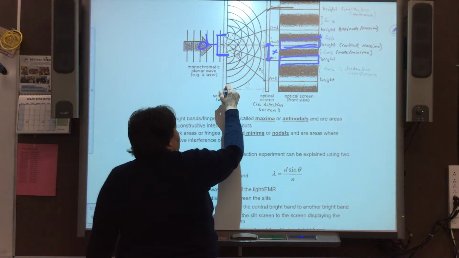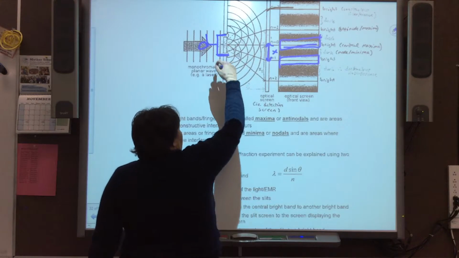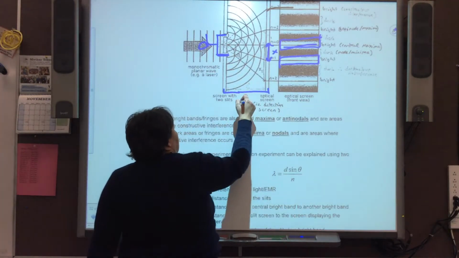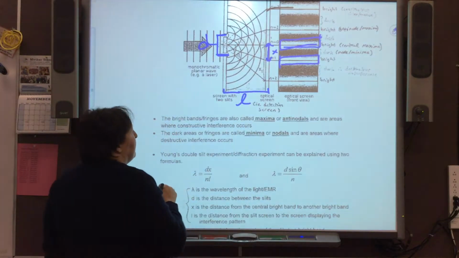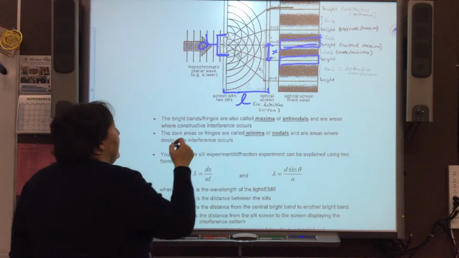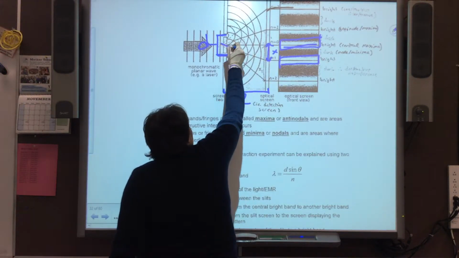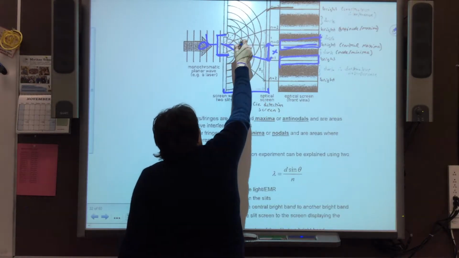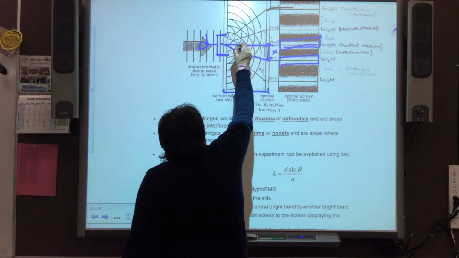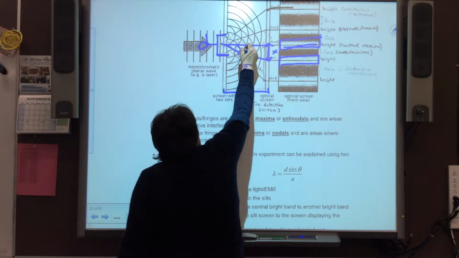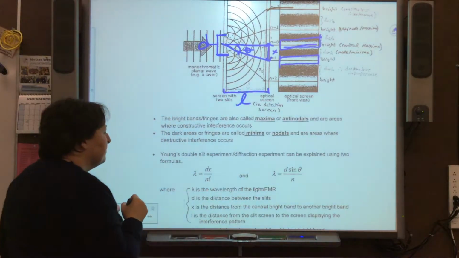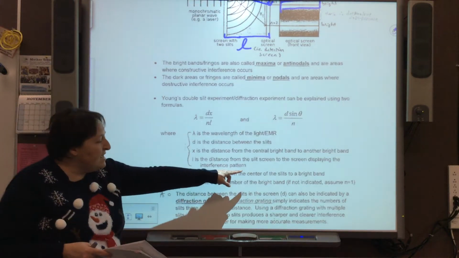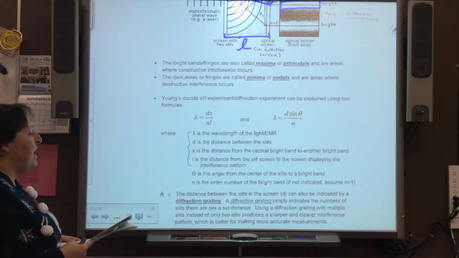L is the distance from the barrier to the screen that's receiving the image. That's the length. And then the angle here that we see, there's one bright line, here's the central line. We can see this as being theta. So theta is the angle from the center of the slits to a bright band.